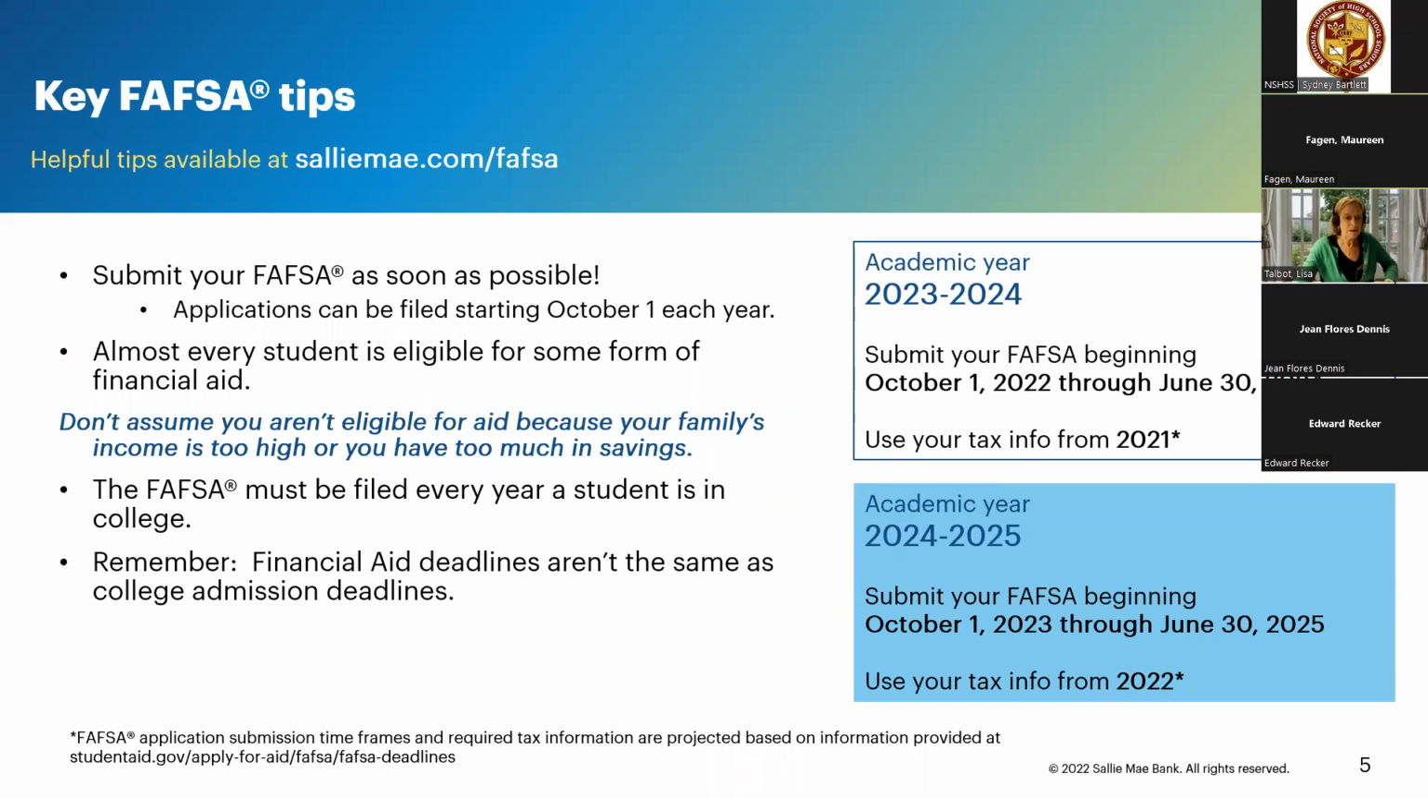The FAFSA for next year, for next September, just came out. So if you are a senior in high school, the academic year next year is 23-24, and you will be using FAFSA information from 2021. It takes a look back so that it enables families to have the time to file a FAFSA and to have the correct information. That's why they're going a full year back on the tax information.